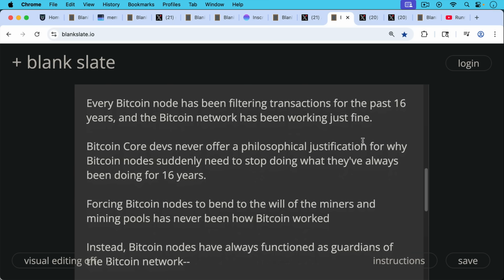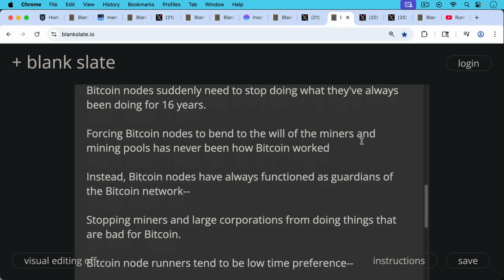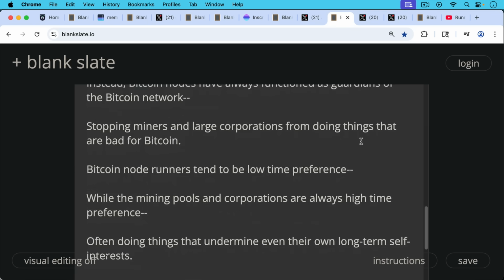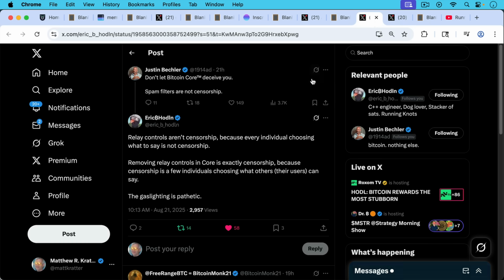Forcing Bitcoin nodes to bend to the will of the miners and mining pools has never been how Bitcoin worked. Instead, Bitcoin nodes have always functioned as guardians of the Bitcoin network, stopping miners and large corporations from doing things that are just bad for Bitcoin. Bitcoin node runners tend to be low time preference, while the mining pools and corporations and startups are always high time preference, often doing things that undermine even their own long-term self-interest.